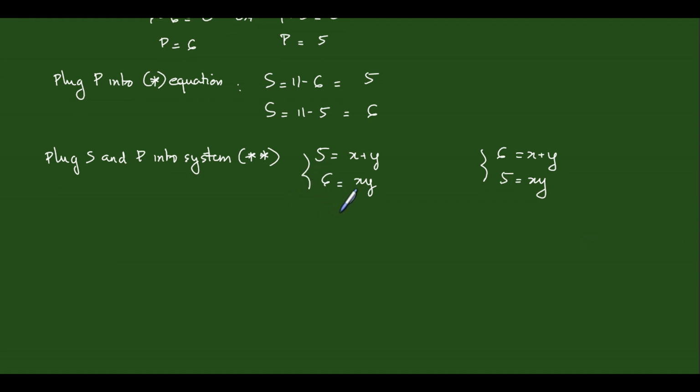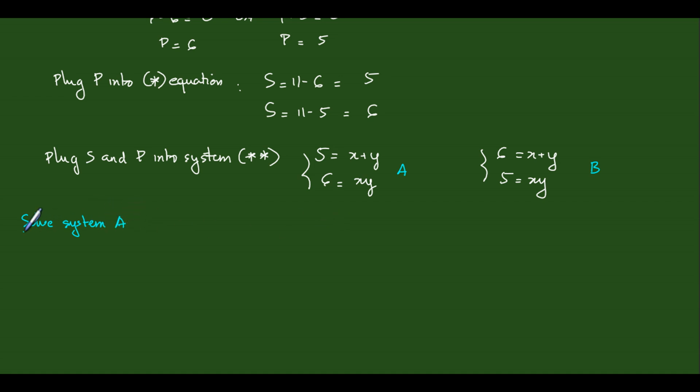From here I can solve for y in terms of x. I'm going to split this up into two systems. I'm going to call this one system A, and over here I call system B. I'm going to solve system A first.